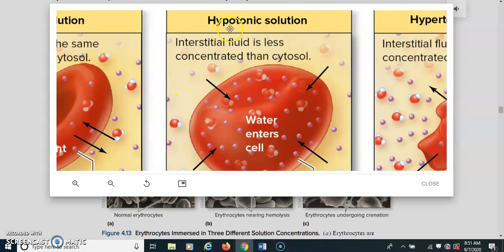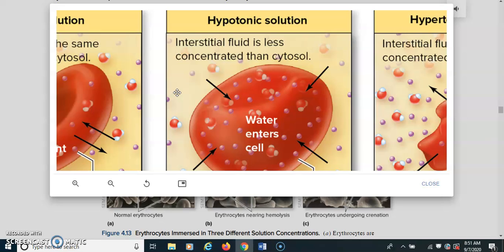So we call that hypo. Remember, hypo means below. So that just means a low amount of solute concentration in this solution that's outside the cell. And remember that if we have solute concentration differences, then water is going to want to move by osmosis. So water will move across that plasma membrane.